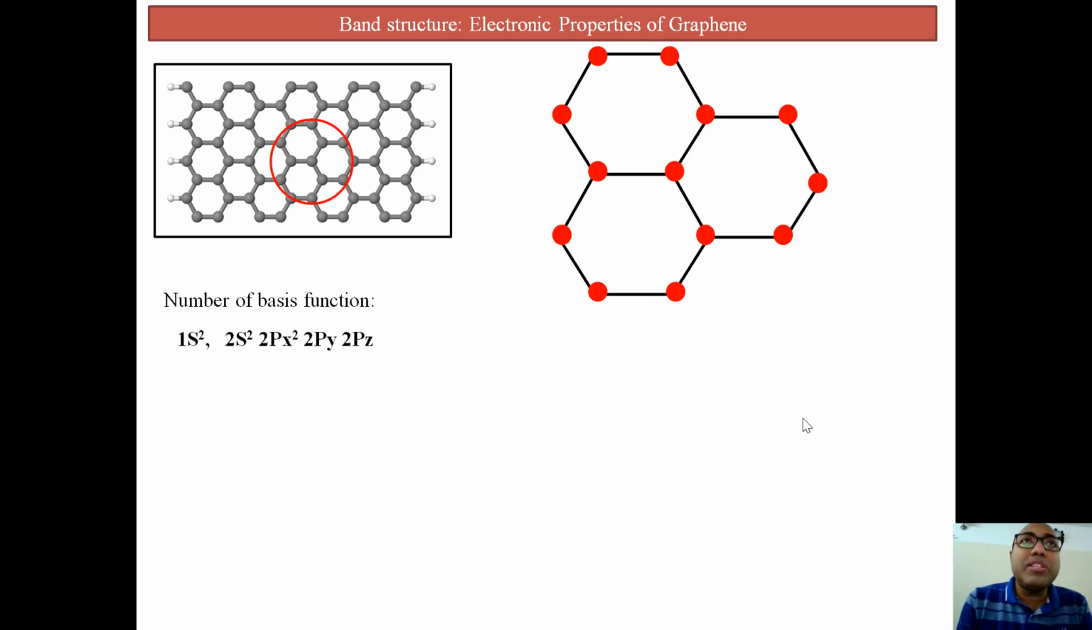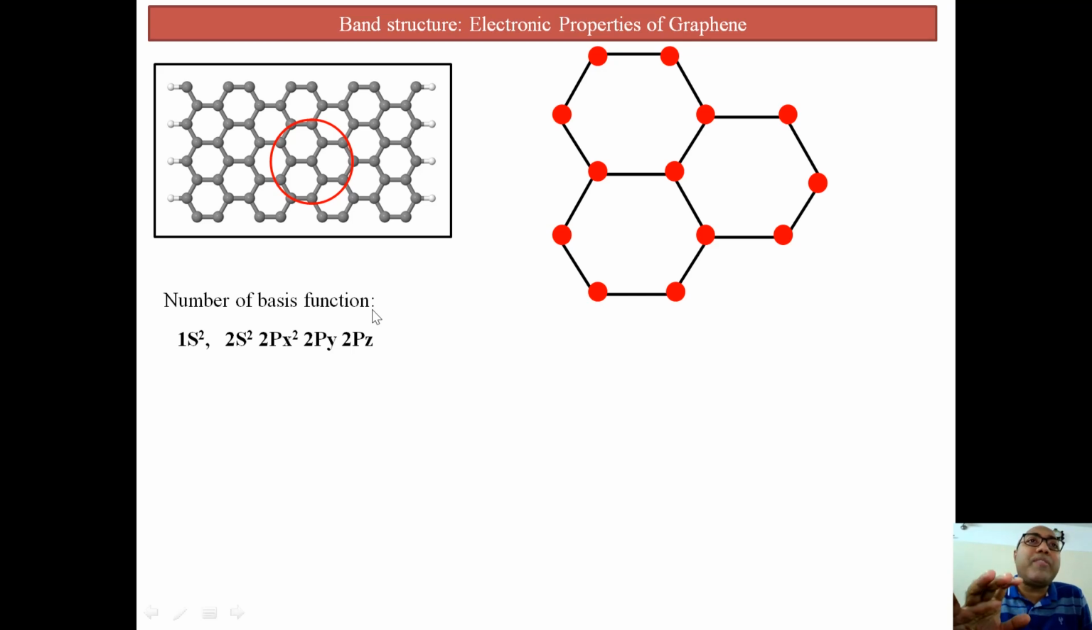Graphene, as you know, is a carbon compound. So this is carbon, this is carbon, this is carbon, all are carbon, and the distance between one carbon atom and another carbon atom, let's represent it as A0. Actually it is around 1.38 angstrom, approximately 1.4 angstrom, but you can write it as A0. Now the number of basis functions.